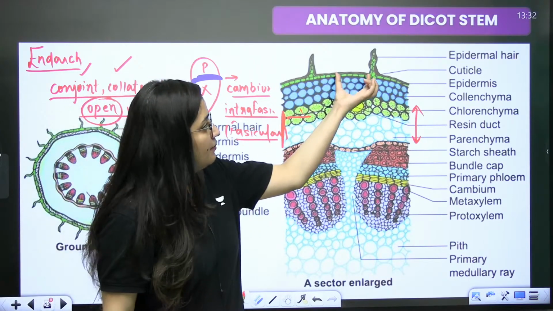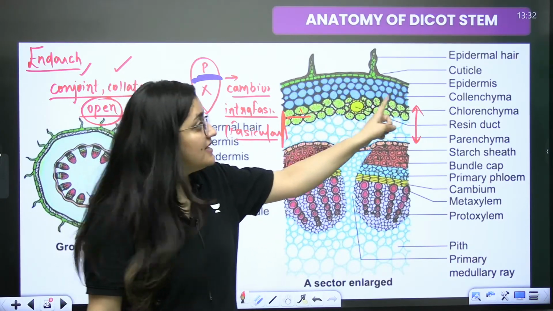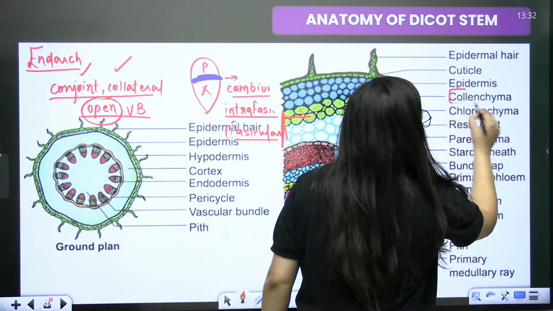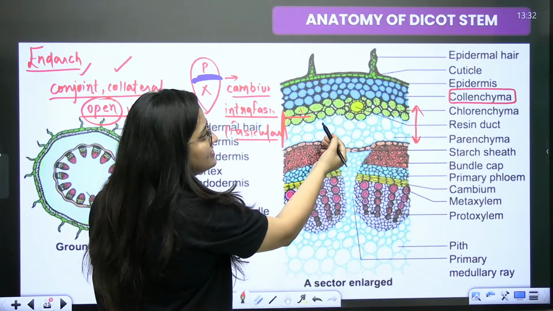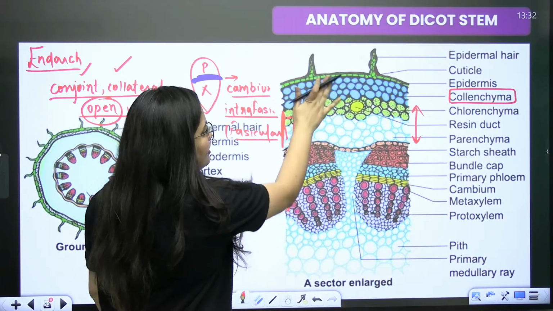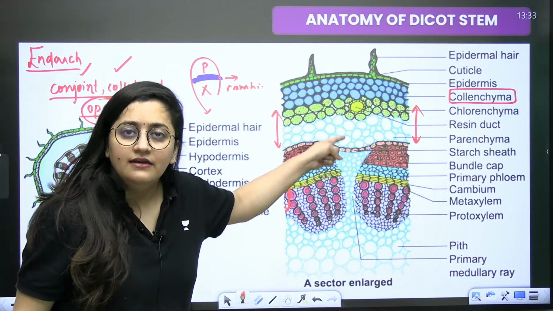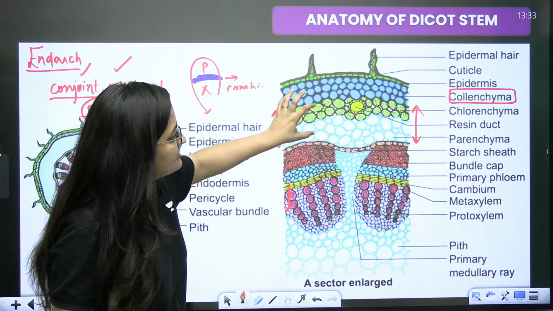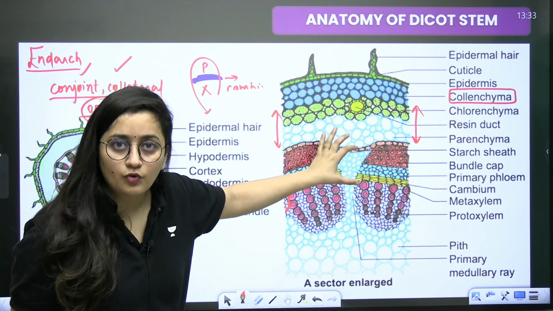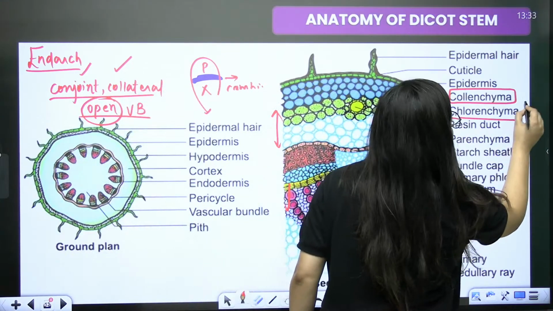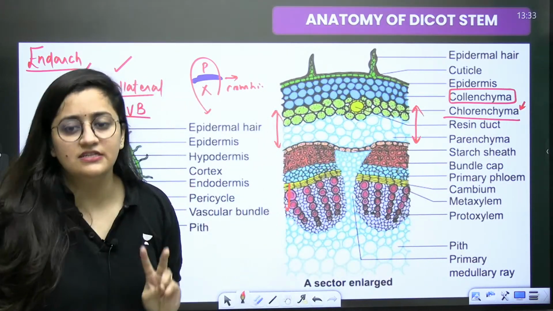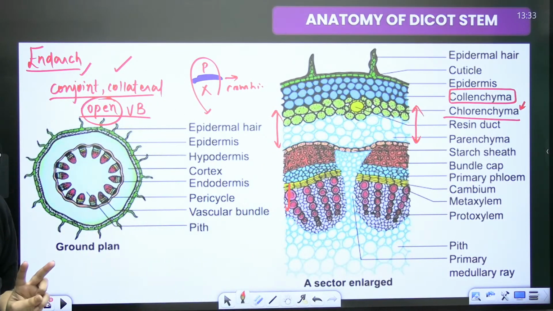Please focus here. Below the epidermis, you have the hypodermis that is made up of collenchyma. Now, below this hypodermis, this part is the general cortex. In this general cortex, some parenchymatous cells also contain chloroplast, and that is why we call them chlorenchyma. So do not confuse these two words. Is that clear? Yes or no? Tell me quickly.